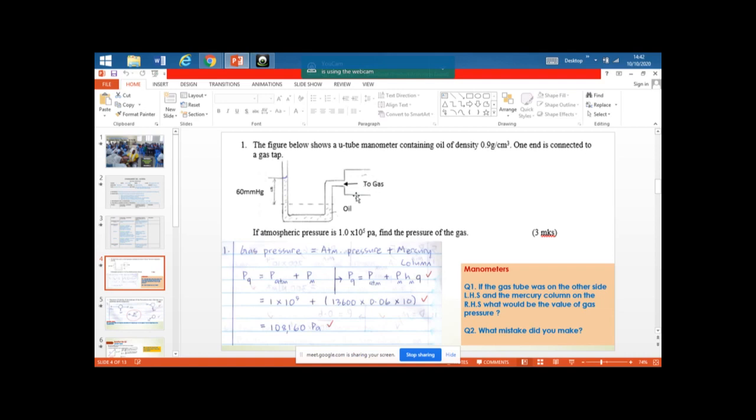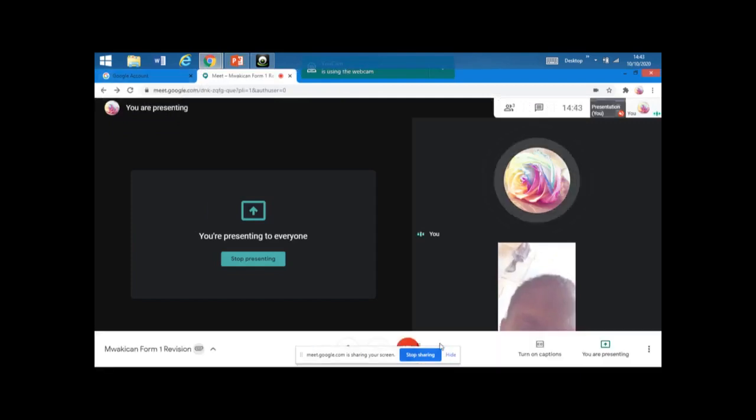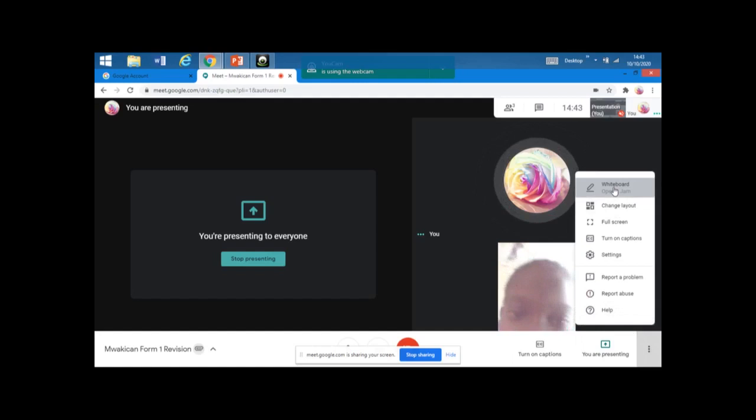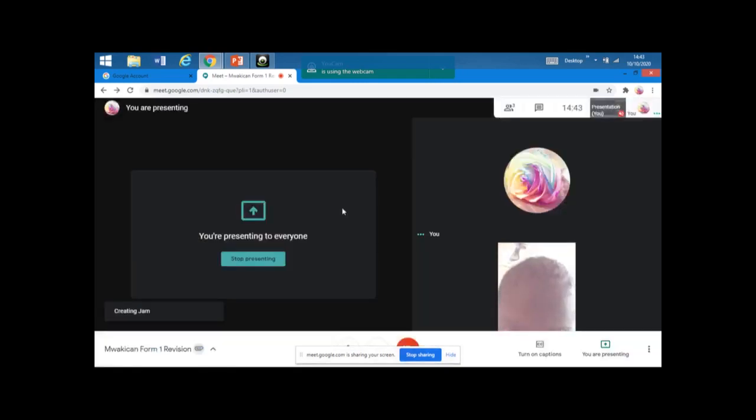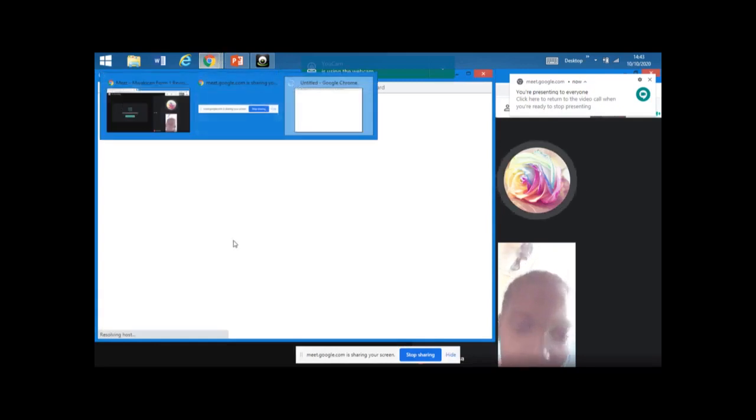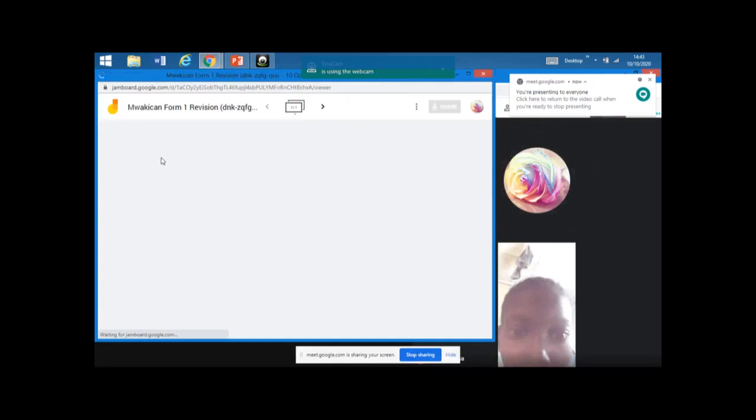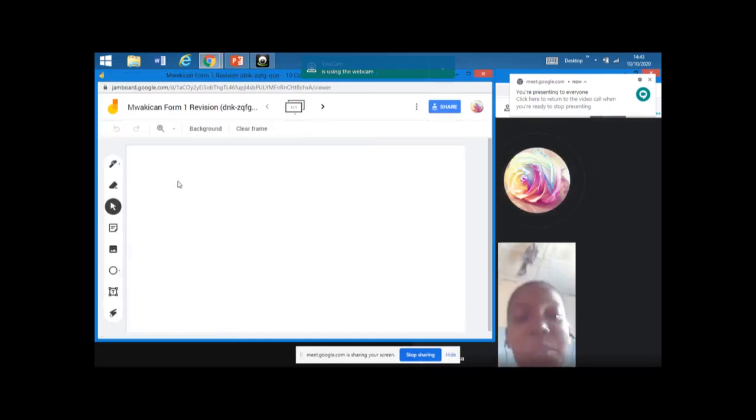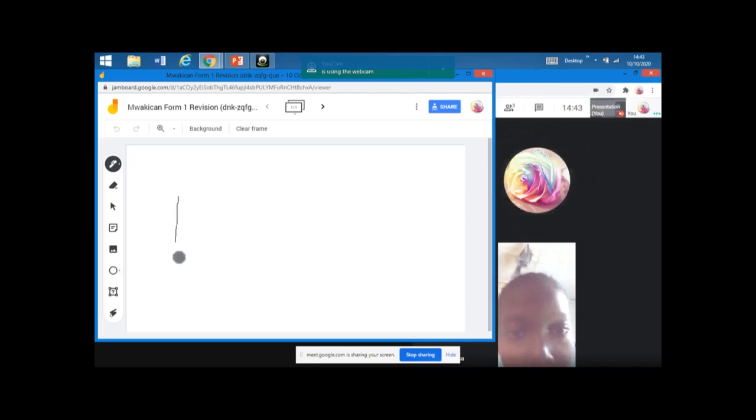Let me repeat. Assuming we have a case where, let me see if I can. Let's try something here. Let me draw something for you to see. Can you see the whiteboard I'm creating right here? Are you seeing the board, Martha? Yes, I'm seeing it. Okay, I'm going to sketch something here for emphasis. My hand is going to be a little bit shaky, but to the point. I'm sketching a U-tube.